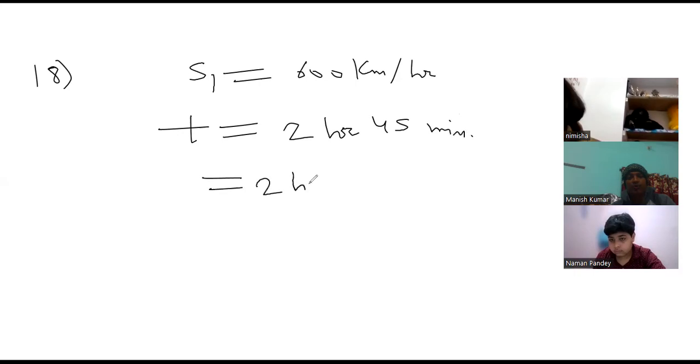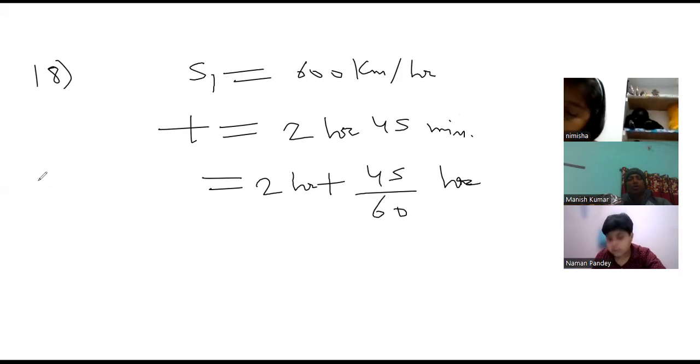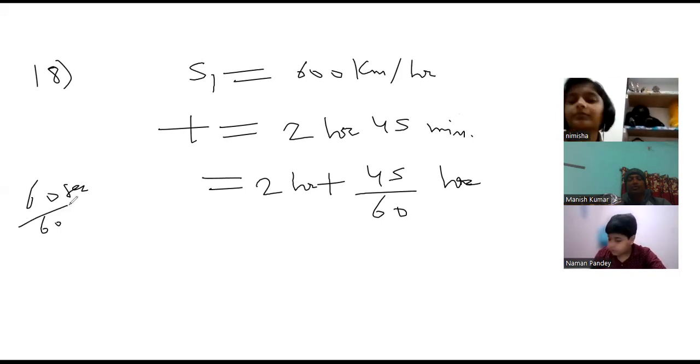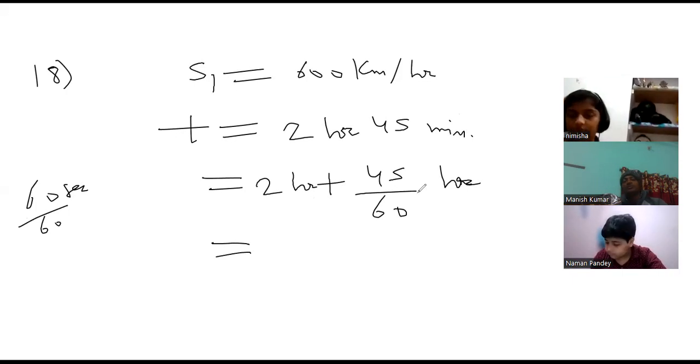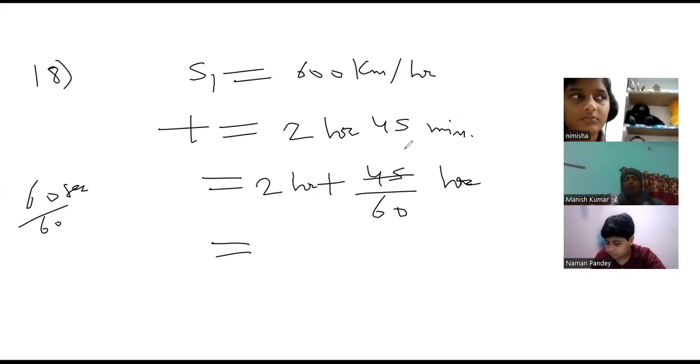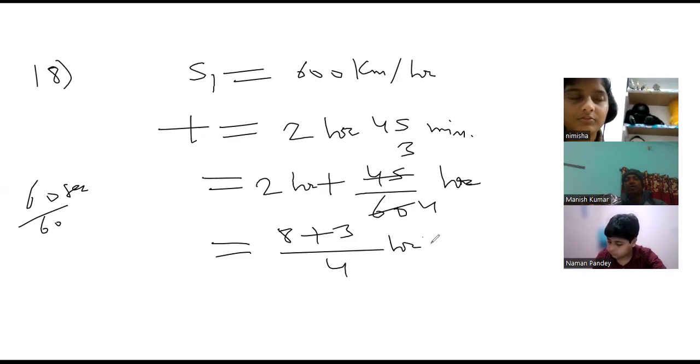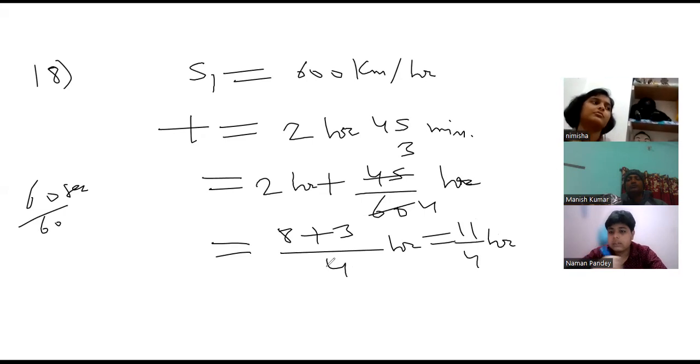That is equal to 2 hours plus how much hour? 45 minutes means how much hour? Can you convert it into hours? I already told you in the same class: 45 by 60. Then what is the doubt? 60 minutes is equal to 1 hour, then we have to divide it by 60. Now 2 hours plus 45 by 60. We can simplify it: 15 threes are 45 and 15 fours are 60. 2 plus 3 by 4, LCM 4, means 8 plus 3 equals 11 by 4 hours. This is the time.